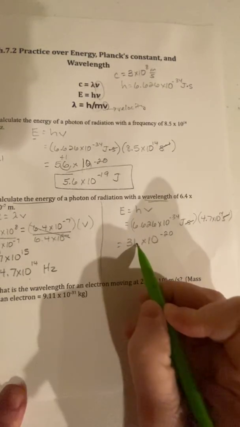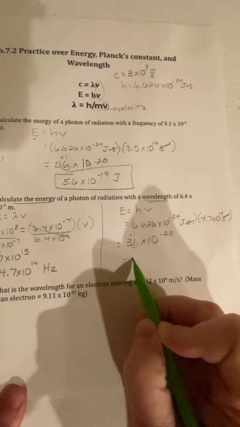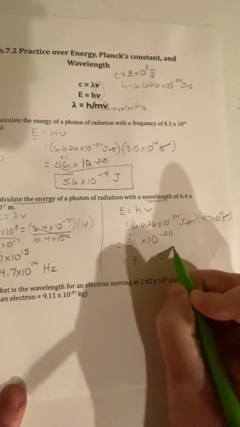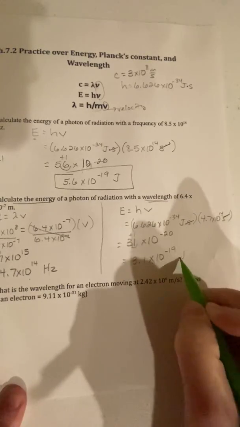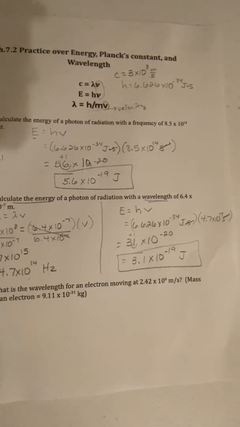Then I just need to fix this and move it one to the left. That's adding an exponent. So that's going to be 3.1 times 10 to the -19th, and the unit is going to be joules. So there was the first type of the problems that I worked in the notes. I just wanted to work a few extra to make sure you guys understood it.